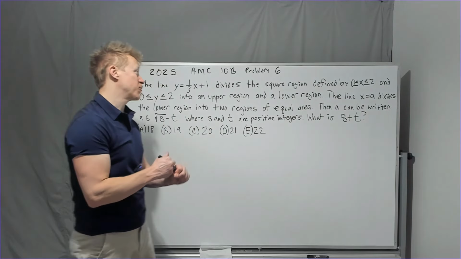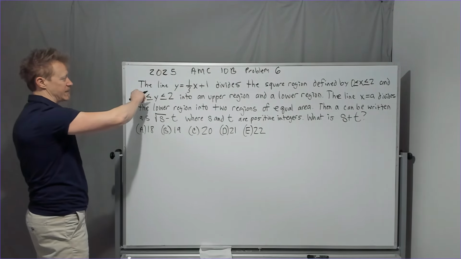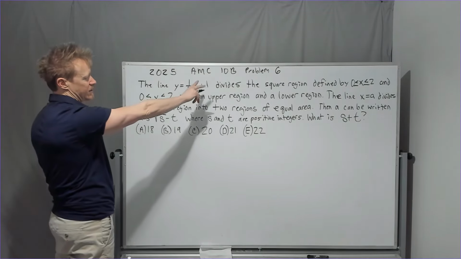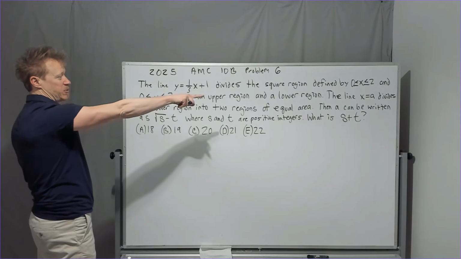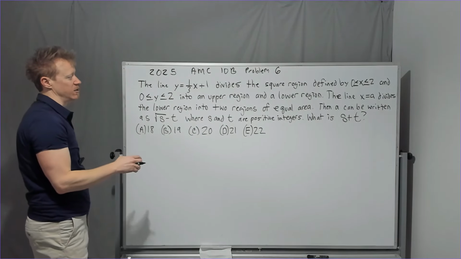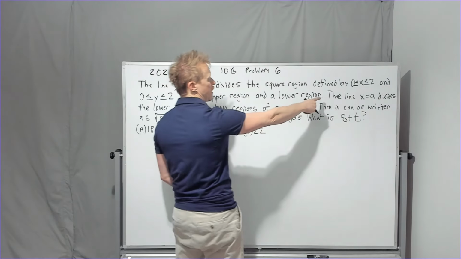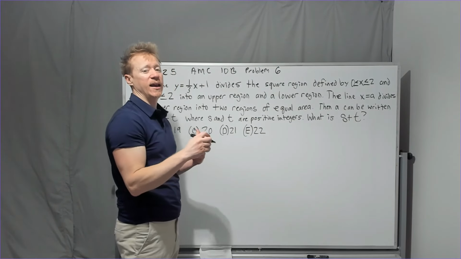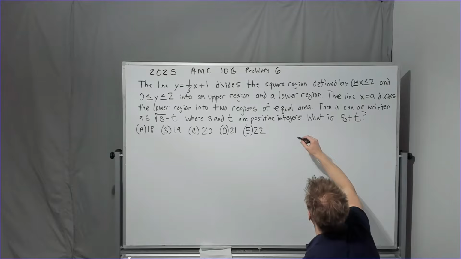Starting this batch of rapid fire, we have problem 6 from the 2025 10B. The line divides the square region defined by x between 0 and 2 and y between 0 and 2 into an upper region and a lower region. You should probably pause here and create what it is they said so you can think about that thing.